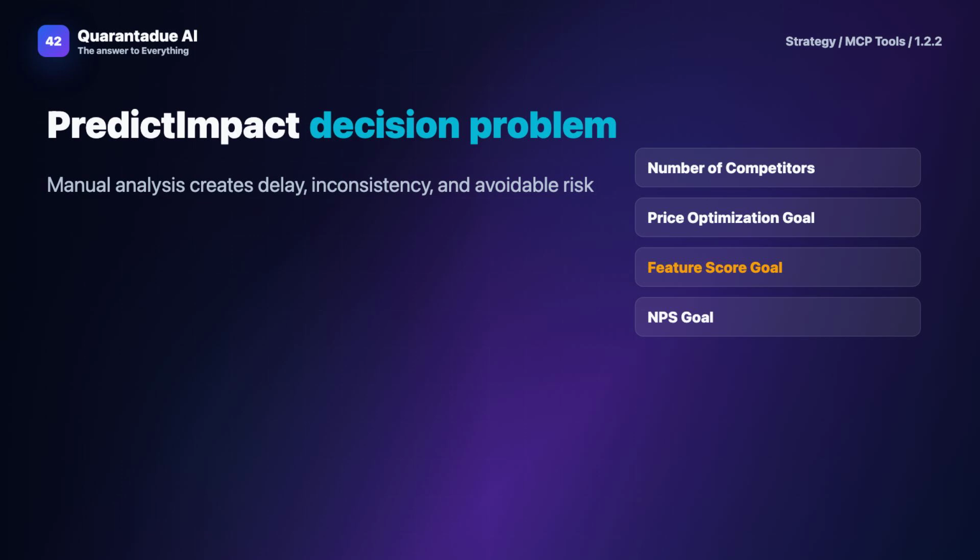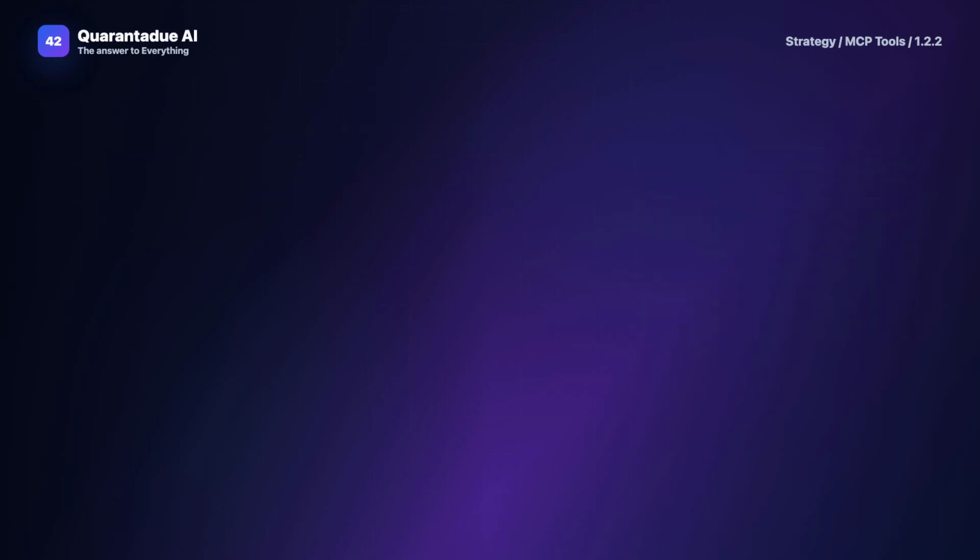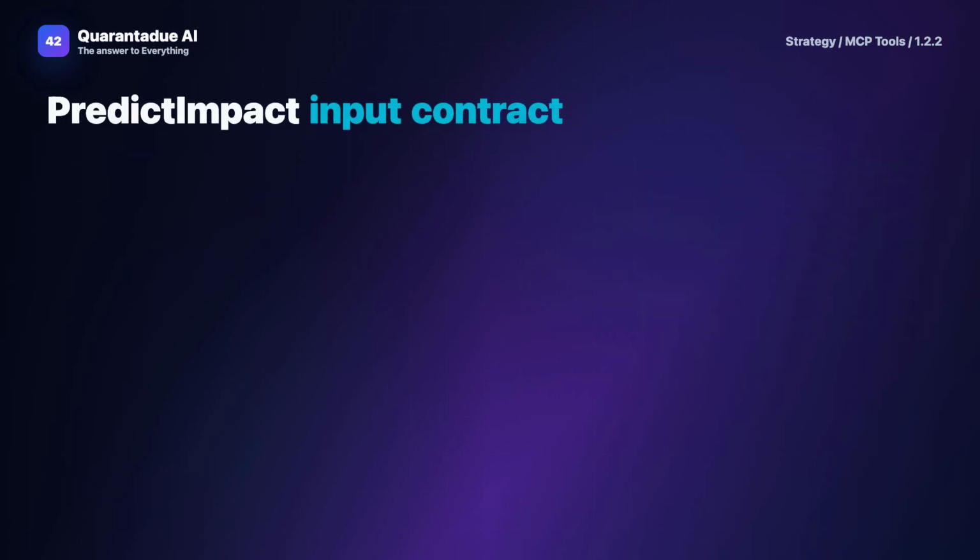Predict Impact starts with a defined input contract. Typical inputs include number of competitors, price optimization goal, feature score goal, NPS goal, and market reach goal. Keeping these fields explicit reduces ambiguity and makes every run easier to audit.